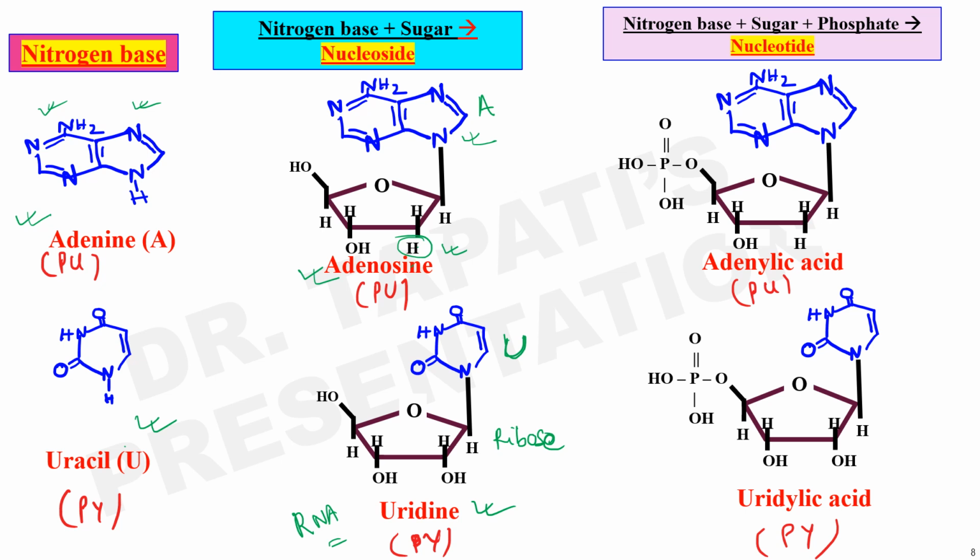And a nucleotide, in that case, is when adenine, deoxyribose sugar, and one phosphate group are attached together. These three moieties together are known as adenylic acid. And when uracil is attached with sugar and phosphate group, it is known as uridylic acid. So these are the different structures of adenine, uracil, adenosine, uridine, adenylic acid, and uridylic acid.